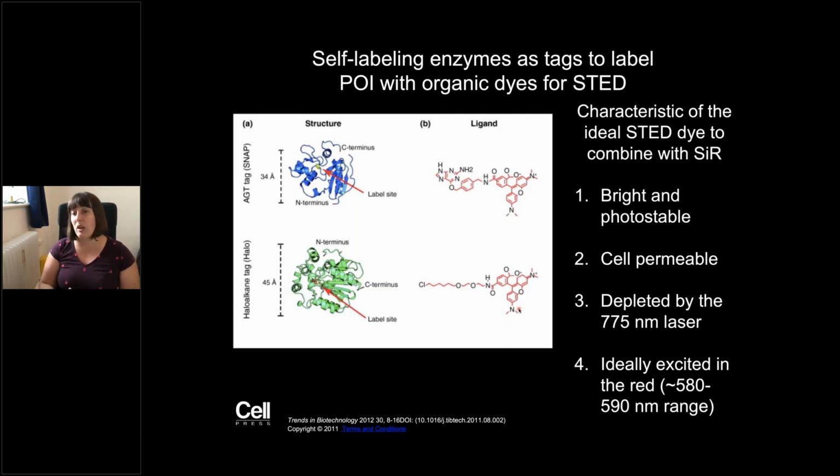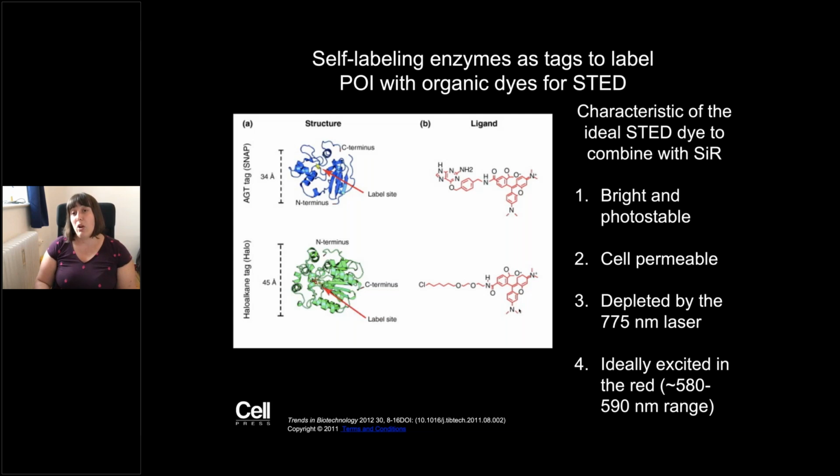Obviously, it needs to be bright and photostable. It needs to be cell permeable as well, because we want to label intracellular targets. It needs to be depleted by the 775 nanometer laser, so the emission tail needs to be far enough out in the red so we can hit it with that same STED laser, and ideally excited in the red, so like the 580, 590 nanometer range. And the reason for this is that at the time that was the favorite combination of colors also for fixed cell imaging. So like a red and a far red dye that you can deplete with that same 775 nanometer laser.